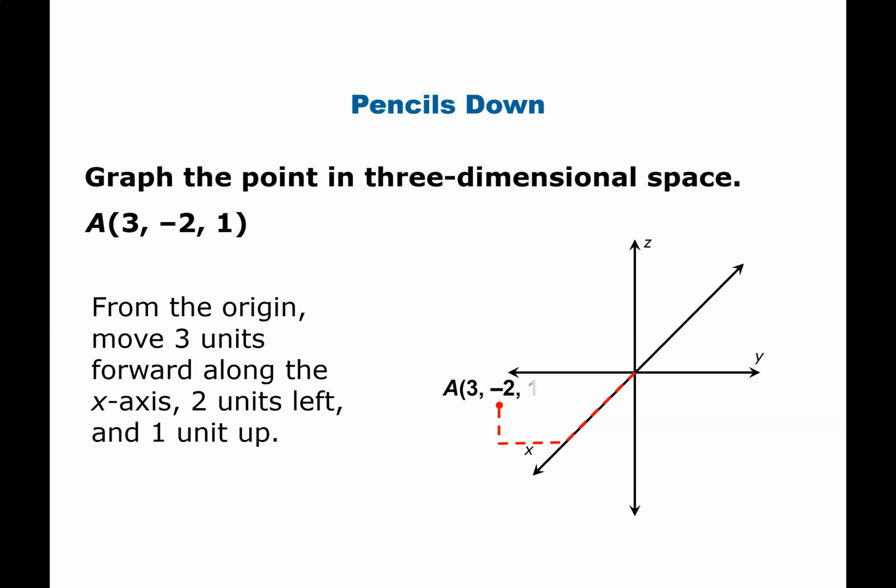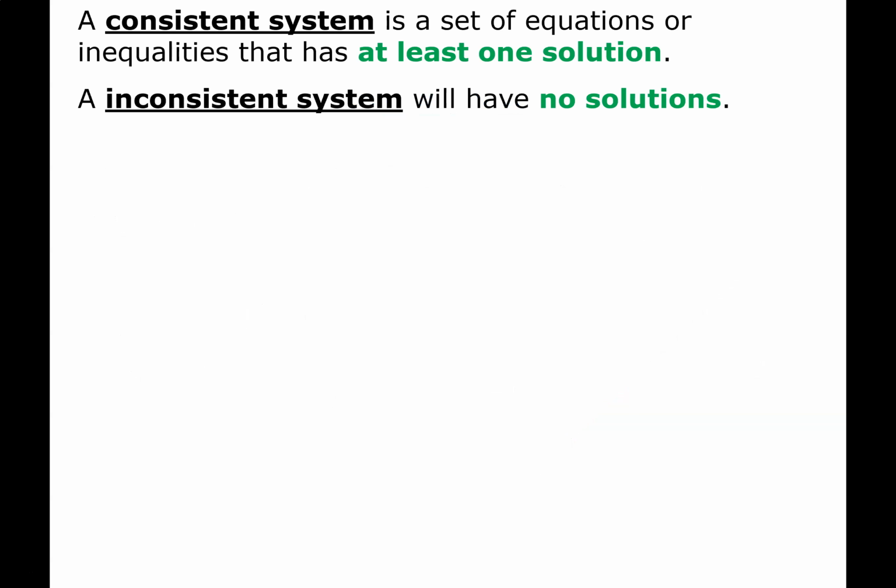Okay, so it says graph the point in a three-dimensional space. So yes, right here, this one looks like it's at a diagonal, but really it's kind of shooting out, if you will. Okay, it looks weird because obviously it's on a two-dimensional space. So it says from the origin, you would move 3 units forward along the x-axis and 2 units to the left and 1 unit up. Okay. So again, this is something you'll do later on, not for this lesson.